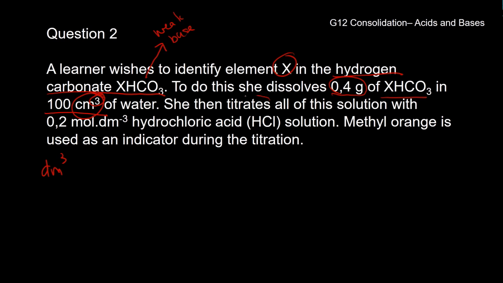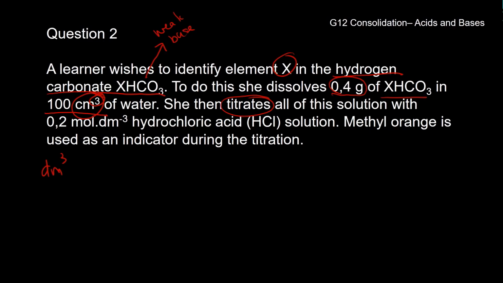She then titrates. The word titrates, we know, is a technique where we take an acid and a base and titrate them together and there's a neutralization reaction. All of this solution is titrated with 0.2 moles per decimeter cubed of hydrochloric acid. We know that HCl is a strong acid. So what's happening here?